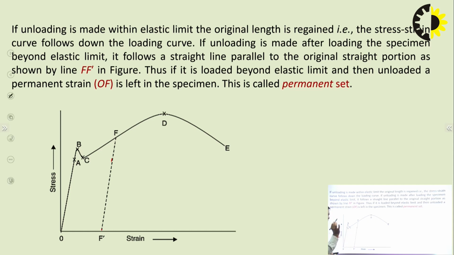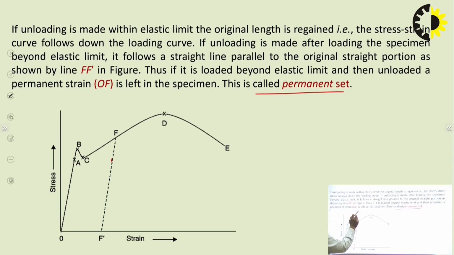That line intersects the strain axis at the point F dash. That is known as the permanent set. If unloading is made within the elastic limit, the original length is regained, and the stress strain curve follows down the loading curve.